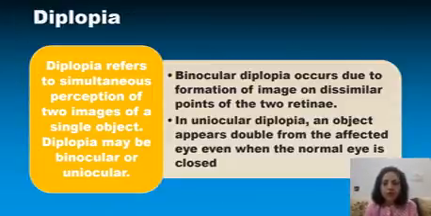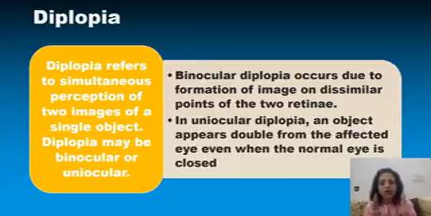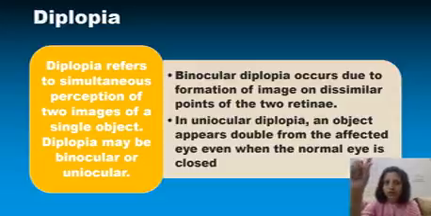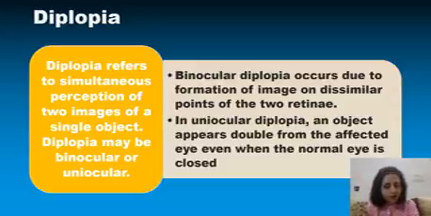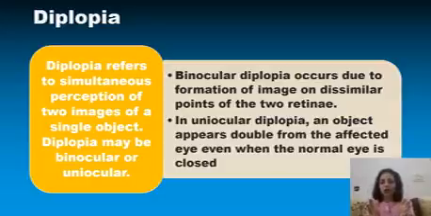Diplopia. What is diplopia? It is the simultaneous perception of two images of a single object. Diplopia means you are looking at one object but seeing two, meaning there is a disturbance in the binocular vision. Now diplopia can be binocular diplopia, when with both eyes open, or uniocular diplopia, meaning you are seeing two with one eye open.